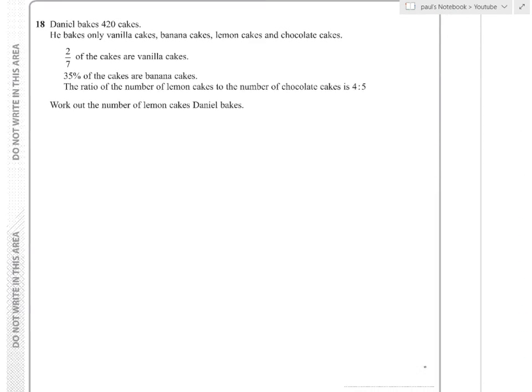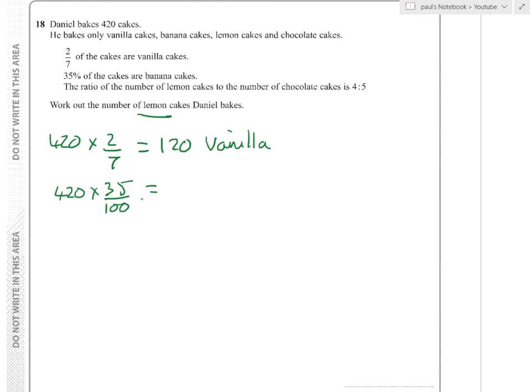Now where are we going? Daniel's making cakes. He bakes vanilla, banana, lemon and chocolate. 2/7 of the cakes are vanilla, 35% are banana, and the rest are lemon and chocolate in a ratio. So 420 times 2/7. 420 times 2 divided by 7 equals 120 vanilla. Now 420 times 35% is 147 banana.